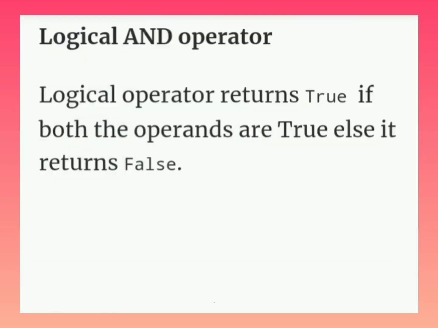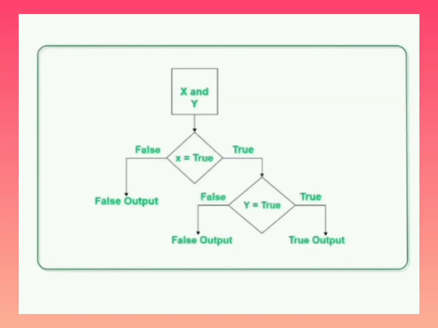Logical AND operator. Logical AND operator returns true if both the operands are true, else it returns false. X and Y. If X is equal to true, it goes on to check Y, and if X is equal to false, it returns output as false. If X is true and Y is also true, then it returns output as true. If Y is equal to false, it returns output as false.